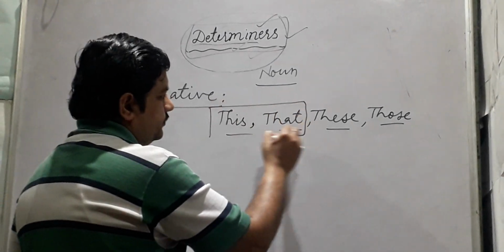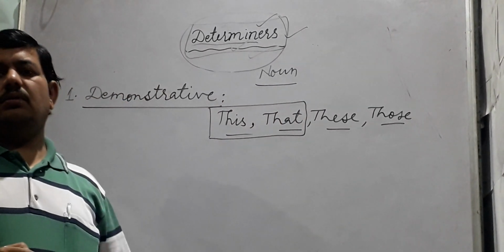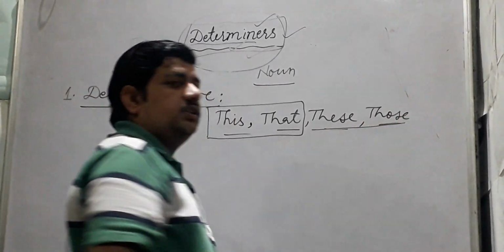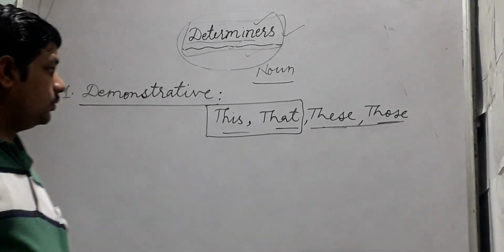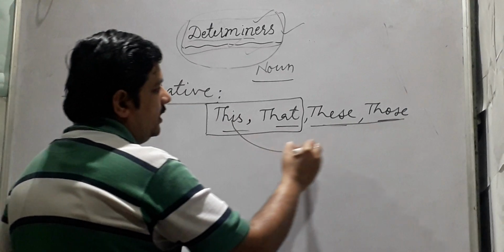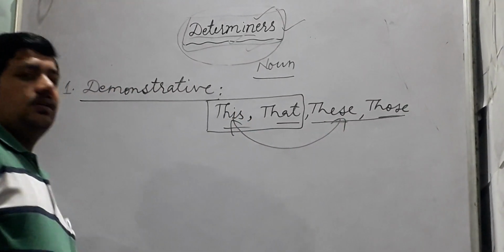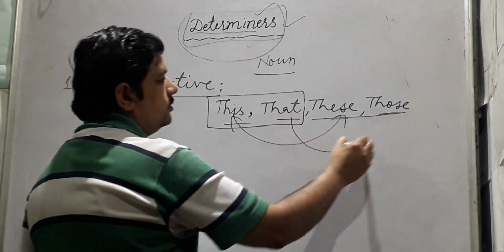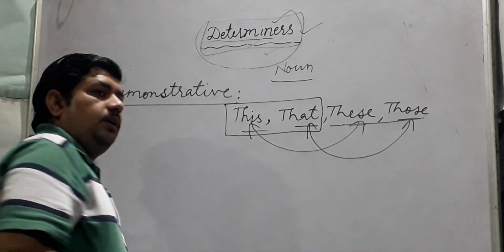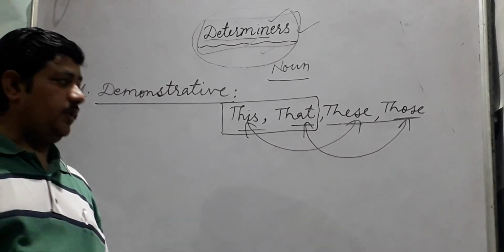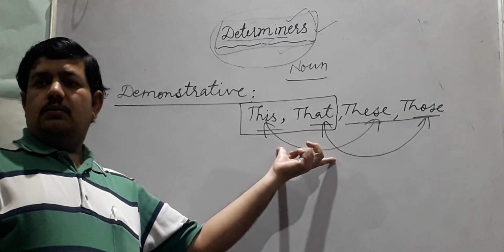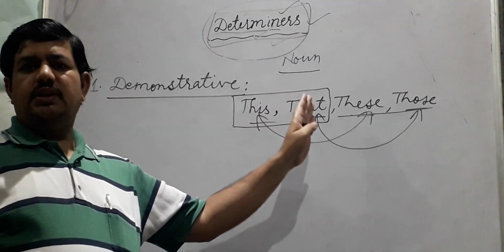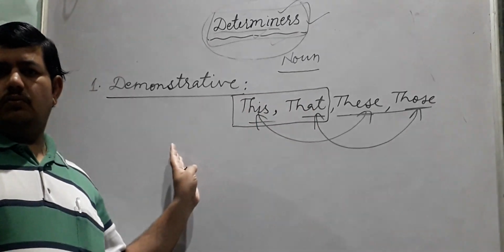This and that are used for singular nouns. These and those are used for plural nouns. This and these are used for things which are near. That and those are used for things which are quite far away. We will try to understand the difference between demonstrative pronouns and demonstrative determiners or adjectives through examples.